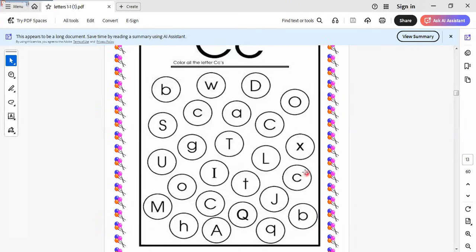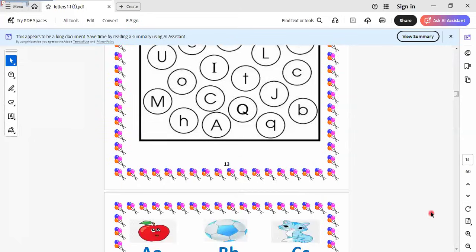So here, what is that letter? Where is the letter C here in this exercise? Here is capital C and small c. Here is some small c, capital C. So how many C's do you have here in this shape? 1, 2, 3, 4. Here are the 4 C's. Okay. Let's go to another exercise here.